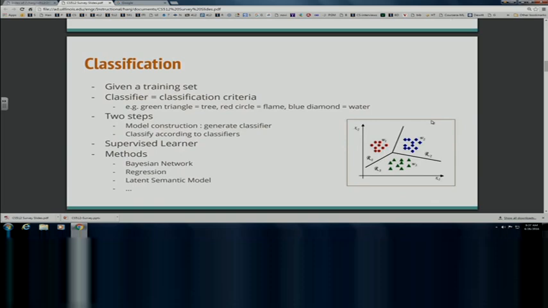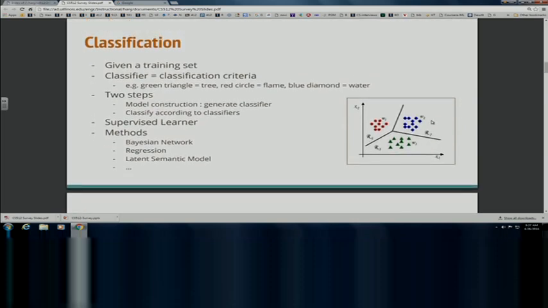Then we have classification. Unlike clustering, this one is a supervised learner. This algorithm is going to generate the classifier according to your criteria, so that the classifications are more likely to fit your groupings.